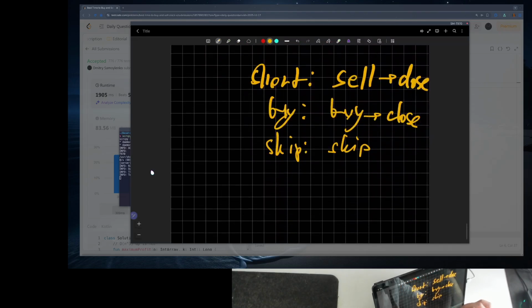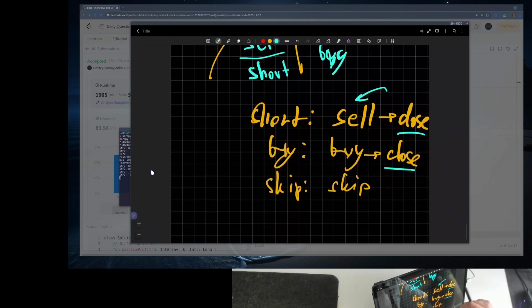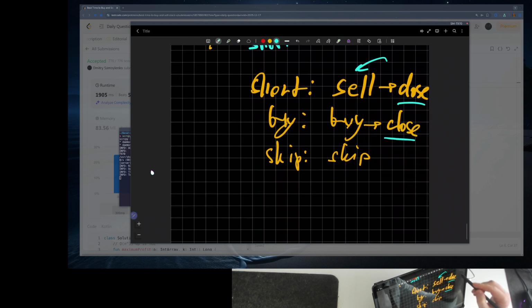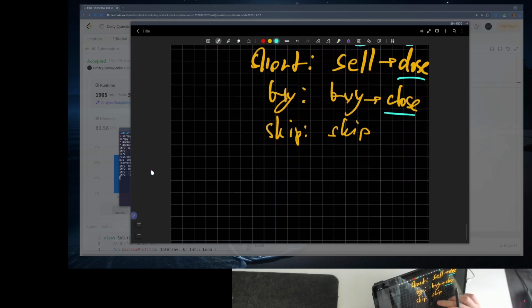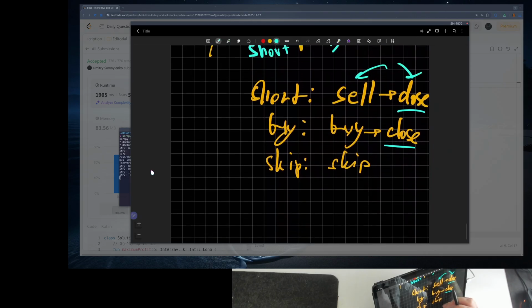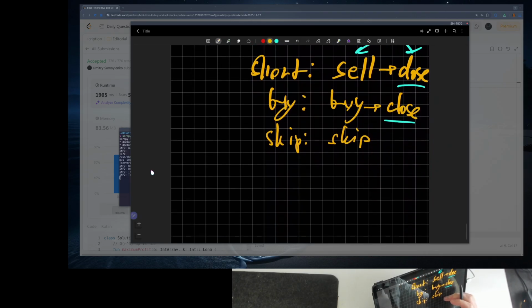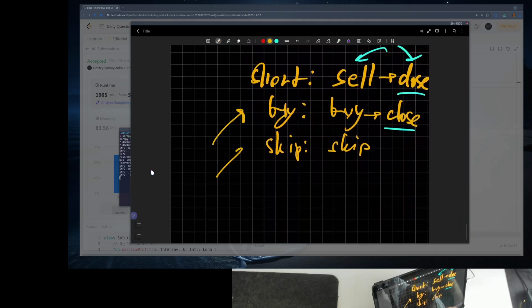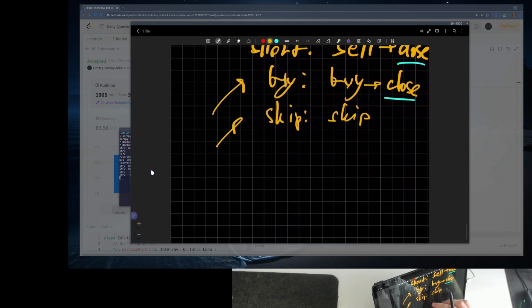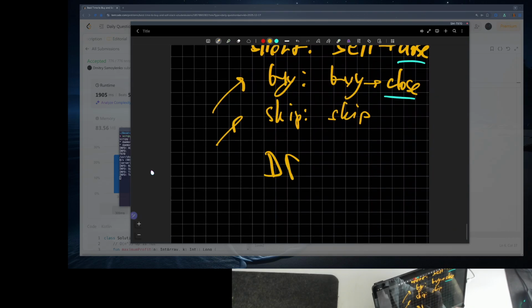And you should be careful to always close your open deal, so you can't just short sell something and take this profit without buying it again. So this is a dynamic programming problem, but it's a tricky one because there are many ways to represent the DP state.